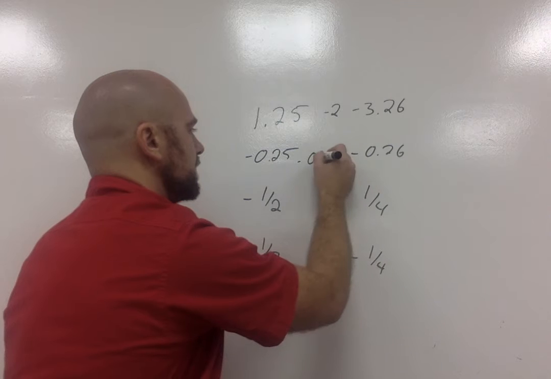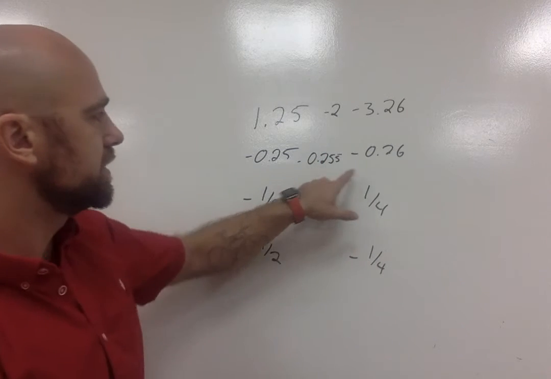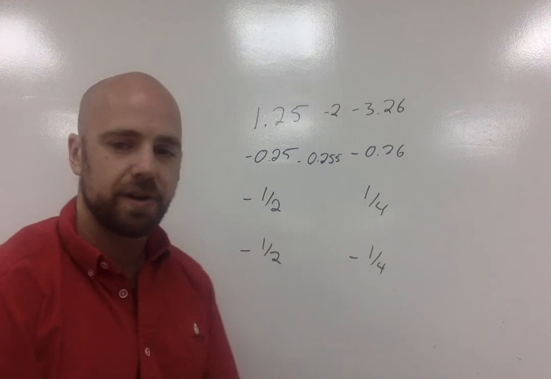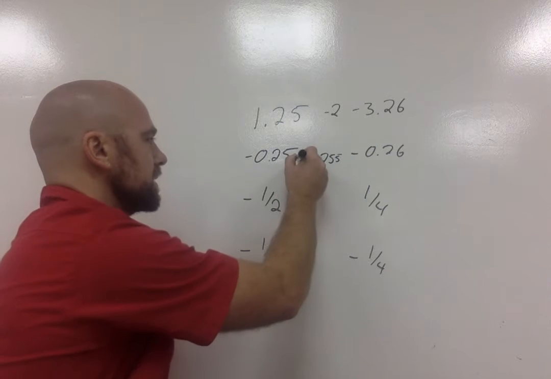So negative 0.255, which is technically in between negative 0.26 and negative 0.25. Okay, so that's a negative.